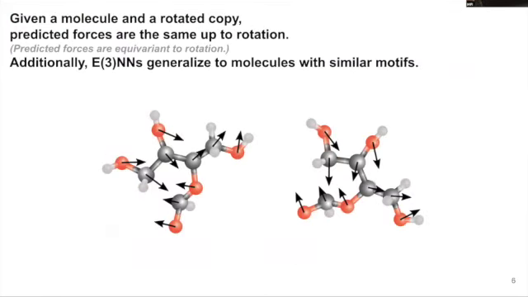Okay, so just to give some additional examples of what properties these types of neural networks have, let's say we were interested in the task of molecular dynamics, where given an arrangement of atoms, we want to predict the forces on those atoms. So let's say I've trained a network and it's predicting these forces on this molecule. If I show the network the same molecule rotated, the forces predicted will rotate appropriately.